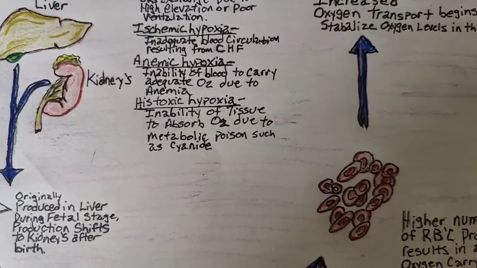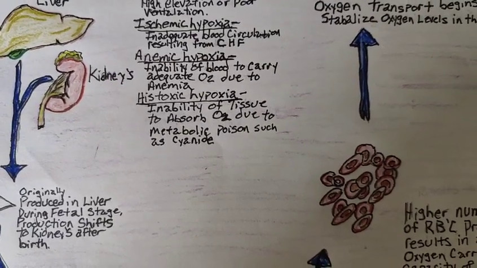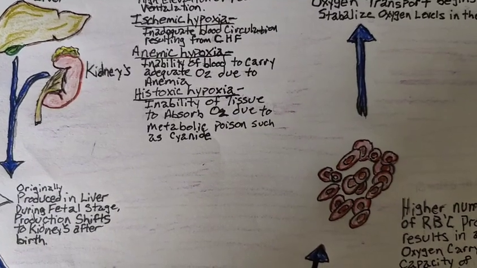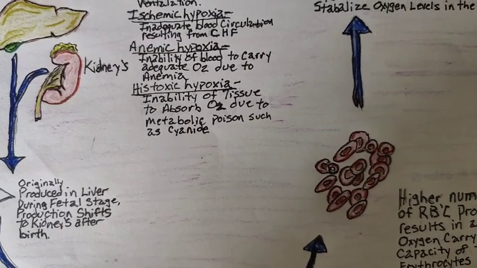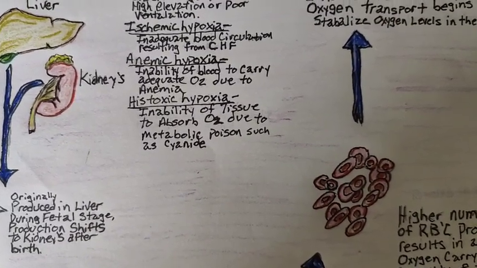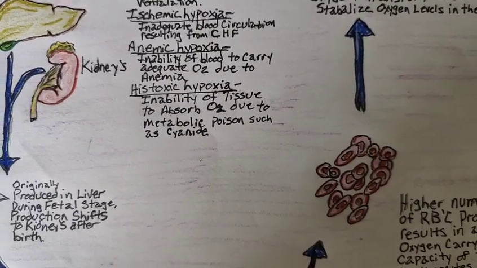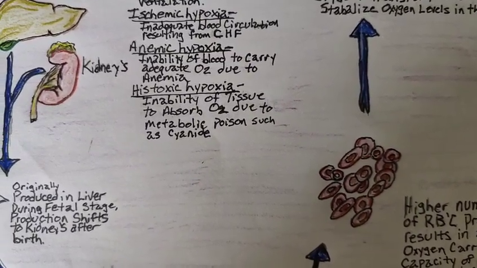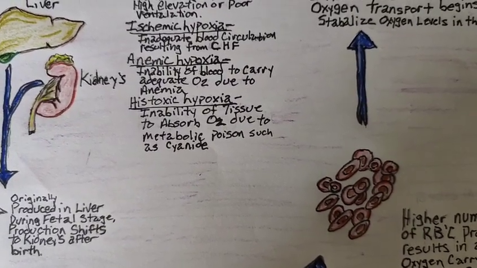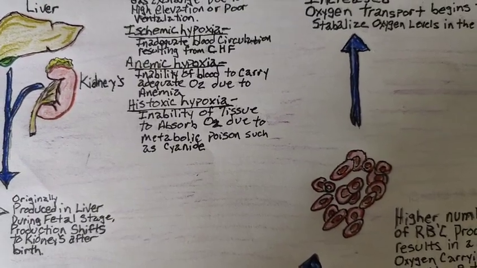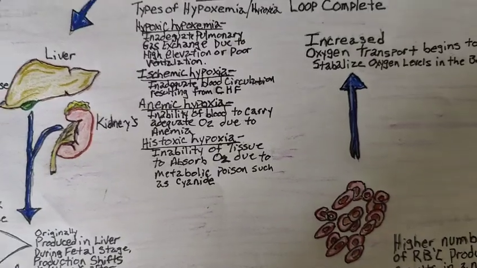Then there's also histotoxic hypoxia, which is the inability of tissue to absorb oxygen due to metabolic poisons such as cyanide. Interesting side note, cyanide doesn't cause cyanosis. I thought they might be related, but because of the inability of the tissue to absorb the oxygen, it doesn't result from a lack of oxygen in the blood, and because of this, we actually turn bright red when we've been subject to cyanide poisoning. I thought that was kind of interesting.